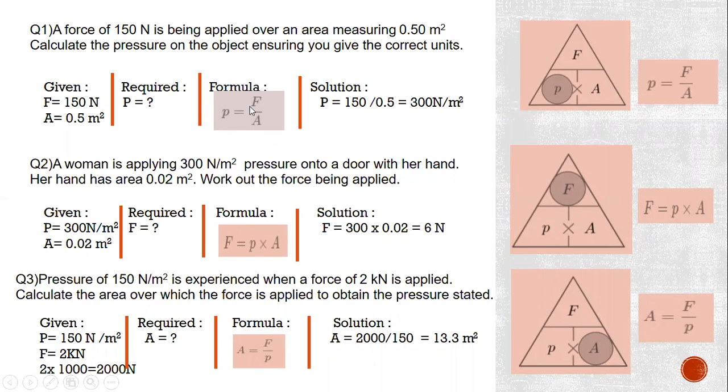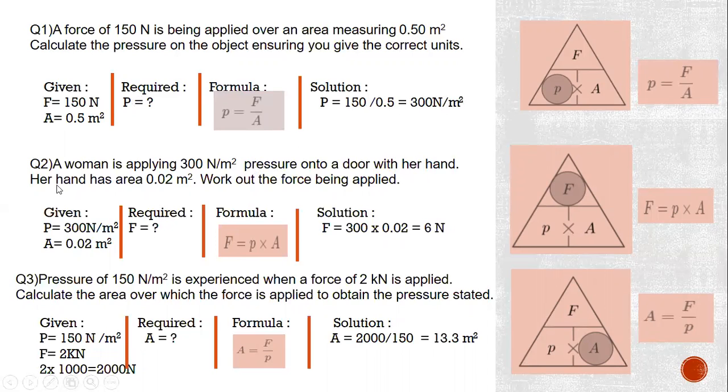Now we know that pressure is equal to force per unit area. How are we going to solve the numericals? If a force of 150 newtons is applied over an area of 0.5 meter square, calculate the pressure on the object. What is given is that the force is equal to 150 newtons and the area is equal to 0.5 meter squared. We need to find the pressure. We know pressure is force per unit area, so 150 upon 0.5 is equal to 300 newton per meter square.